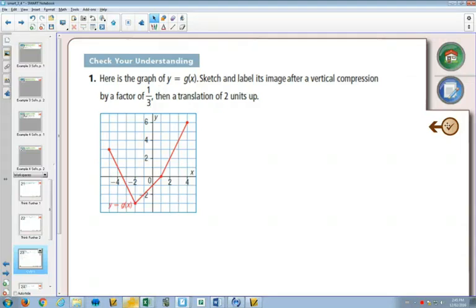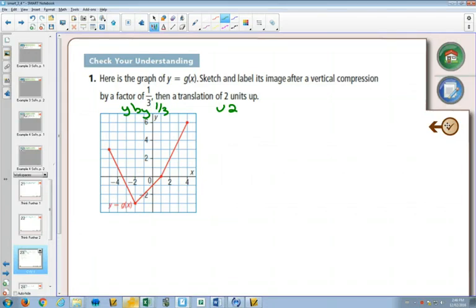So we're given the graph of g of x here. We want to sketch and label its image after a vertical compression of factor of 1/3, then a translation of 2 units up. Vertical, is that going to affect x or y? Y. So this means I'm going to multiply y by 1/3 and then up 2.